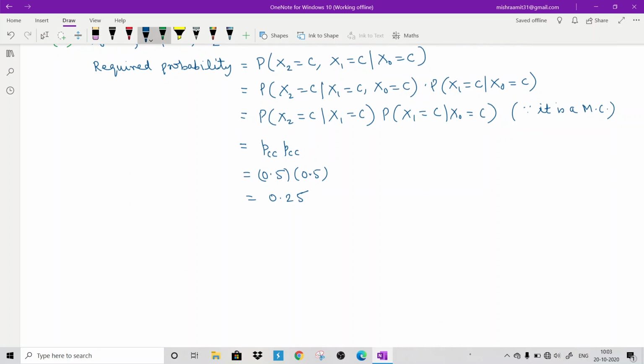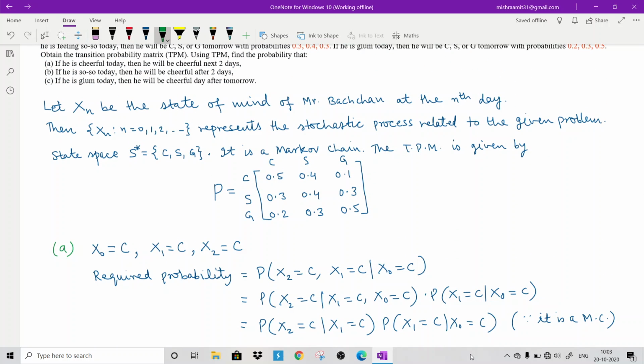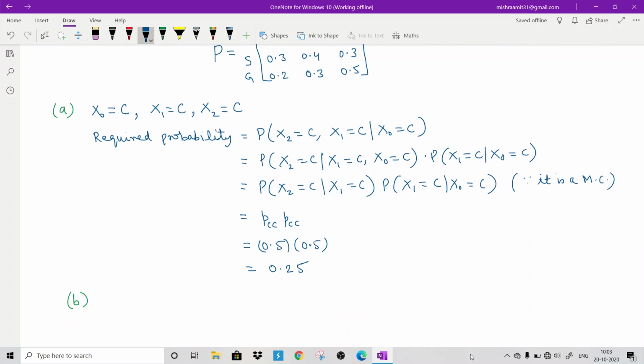Now we focus on part B. So what does part B say? Part B asks: if he is so-so today, then he will be cheerful after 2 days. So-so today and cheerful after 2 days. So we are interested in he is so-so today, and after 2 days. So after 2 days means tomorrow and the day after tomorrow we have to leave them. So x3 will be C. That is the question.